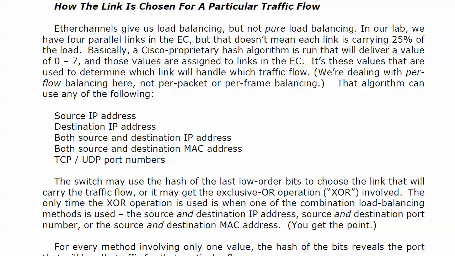Basically what happens is a Cisco proprietary hash algorithm is run, and it delivers a value of 0 through 7. And that covers each one of our possible Ether channel links. 0 through 7 actually covers 8 values. And those values are assigned to links in the Ether channel. And it's these values that are actually used to determine which link handles which traffic flow. And again, as a quick reminder, we are dealing with per flow balancing here, not per packet or per frame.